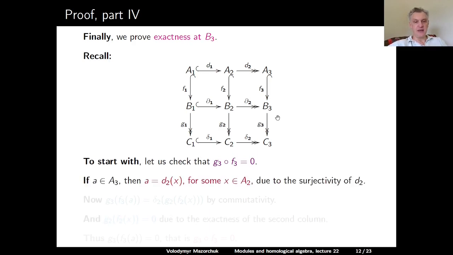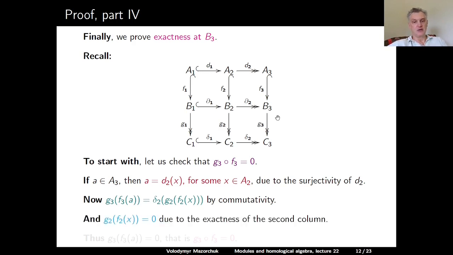Start with any A in A3. Then we can write this A as D2 of some X in A2, because D2 is surjective. Now, G3 of F3 of A can be written as delta 2 of G2 of F2 of X, due to the commutativity of our diagram. But of course, G2 of F2 of X is 0 because the middle column is a complex. This means that G3 of F3 of A is 0, and so G3 after F3 is the 0 map. We have just checked that the rightmost column is a complex.